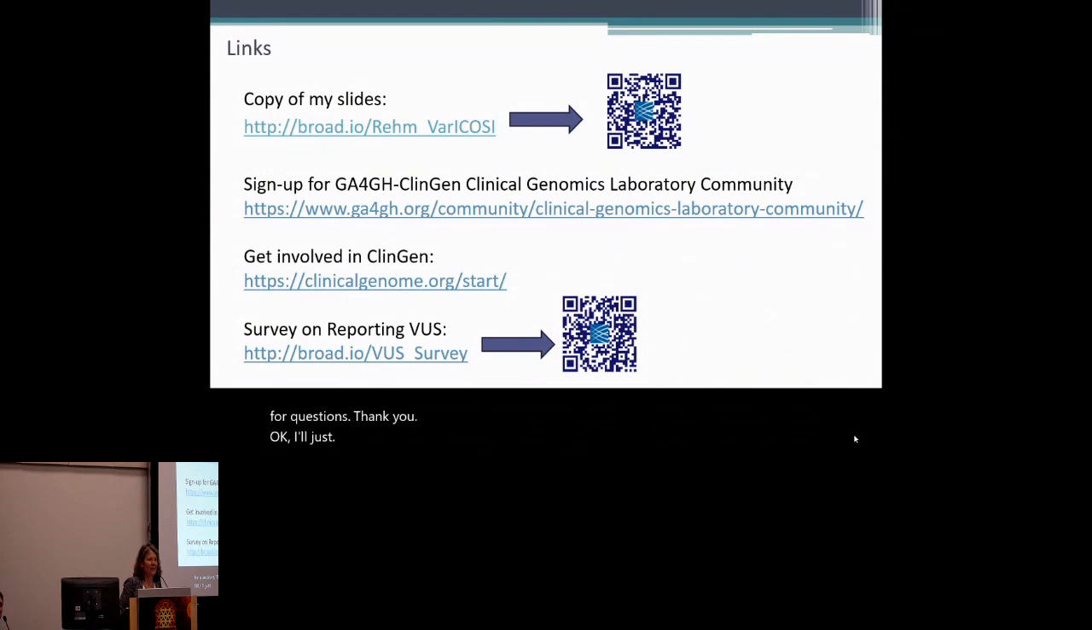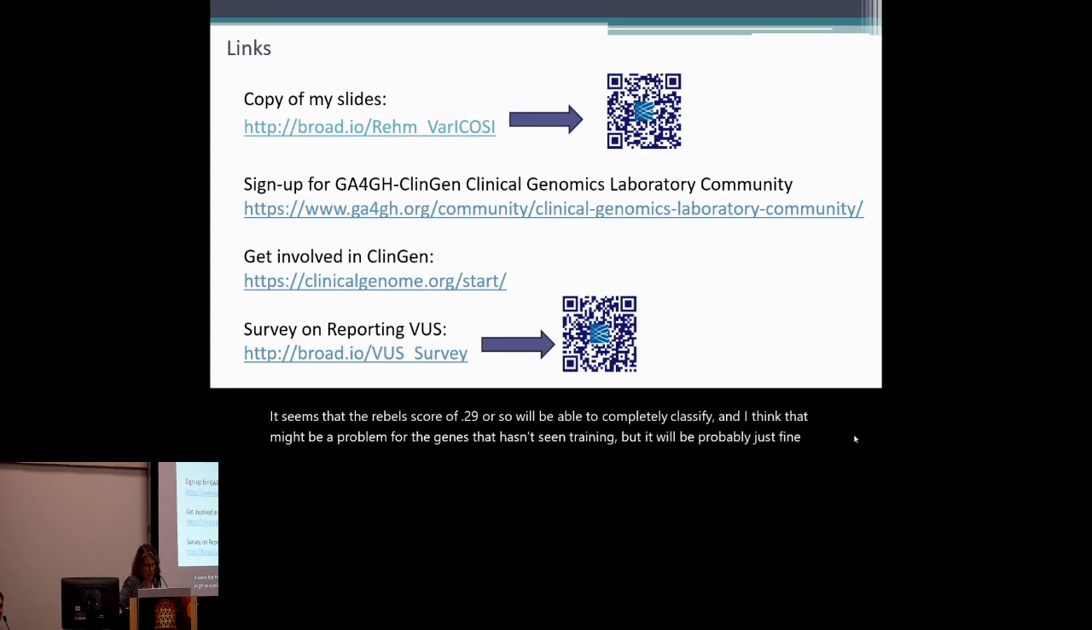I am, I guess, a little freaked out about -1 to the 9. It means that the REVEL score of 1 to 9 or so will be able to completely classify it, and I think that might be a problem for the genes that REVEL hasn't seen in training, but it will probably be just fine for the other genes.